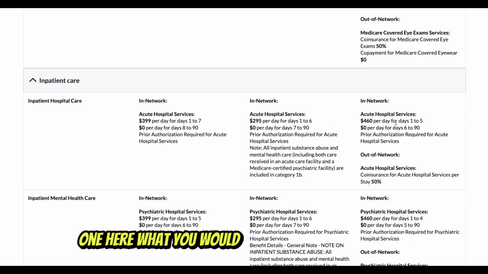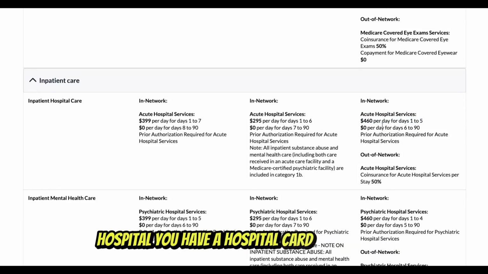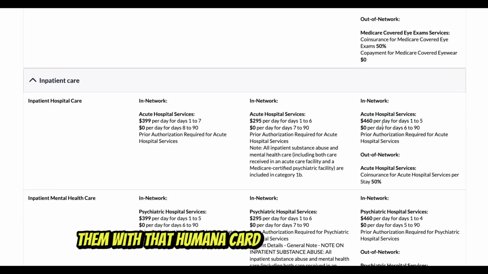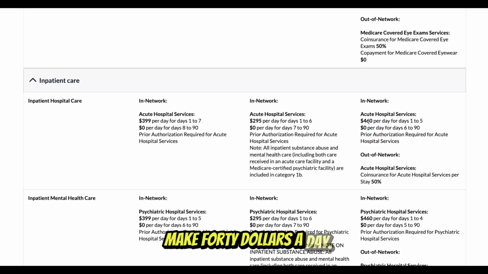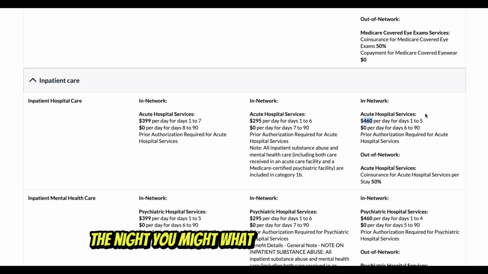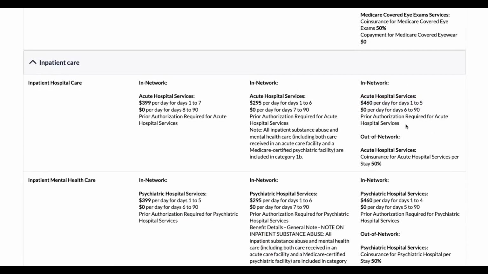This one here, what you would do is, because you have the $107 extra, you'd get a $500 a day benefit while you're in the hospital. And you have a hospital card that you give them with that Humana card. You give the hospital and you don't have to pay anything. In fact, you should make $40 a day. Then you might get $500 a day for days 1 through 10. So that way, after you get out of the hospital, or if you stay longer than your copays are, you actually make $500 a day while you're there. Use that money for whatever you want.